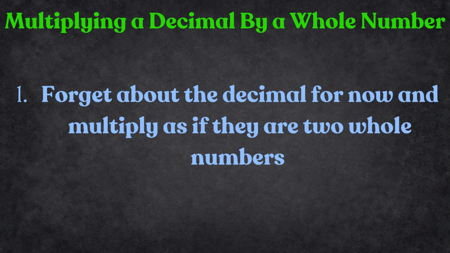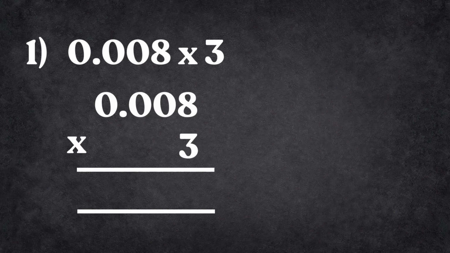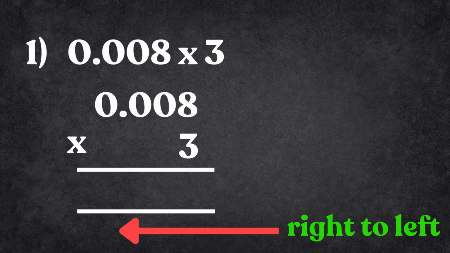So whenever you're multiplying a decimal and a whole number, just multiply it as if you are multiplying two whole numbers. So let's say we have 0.008 times 3. So you will write your numbers one on top of the other. This is to make it easy when you are multiplying. Then you start multiplying from right going to the left.